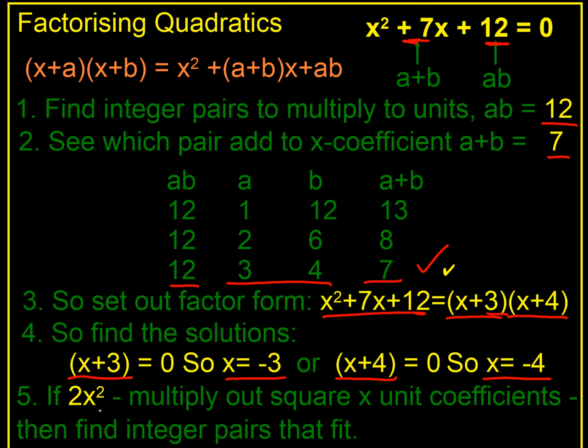If you come across one of these where there's a coefficient in front of the x squared, then you need to multiply your square coefficient with your units, and then carry out the activity we did, looking at the multiplying and the adding, finding two numbers that fit those two, and then you need to split up those pairs into the separate brackets.